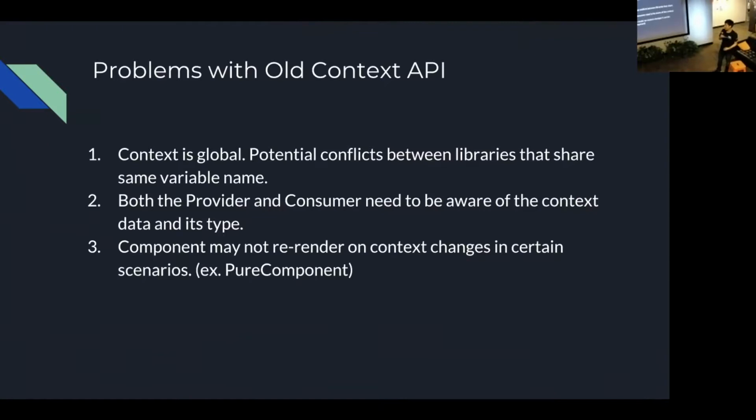The third reason why the old context has a problem is that components may not re-render on context changes in certain scenarios. For example, pure component. Has anyone heard of pure component? Pure component does a shallow comparison of state and props, but context comes in through context, not state or props. So if you use pure component, you may not get a re-render. So that's a problem.